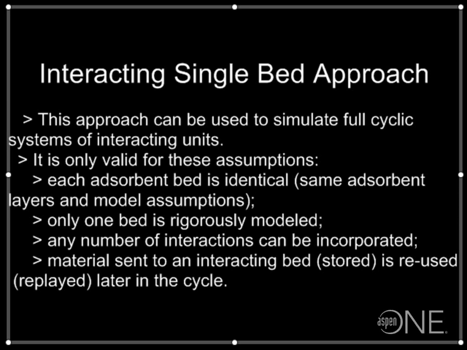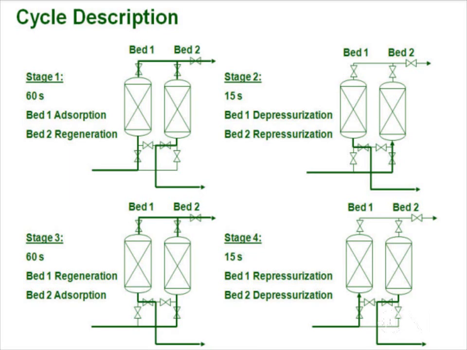You can incorporate any number of interactions, and the material sent to an interacting bed is actually stored and then reused later in the cycle. We are going to build a two-bed nitrogen pressure swing adsorption process which is operating in a cycle with 4 different stages. In stage 1, bed 1 is in the adsorption stage while bed 2 is regenerating. This stage takes 60 seconds.